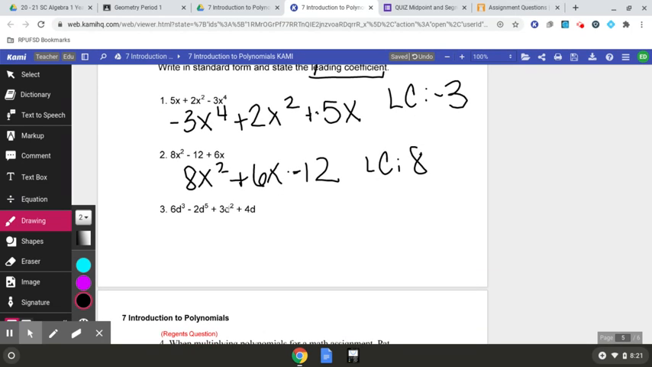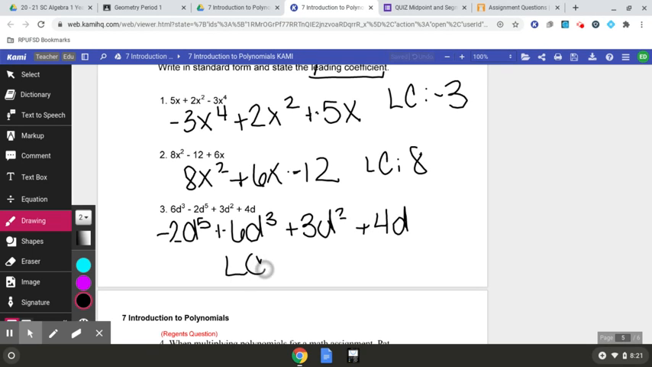Number 3, we're super close again to standard form. My d to the 5th has to go first, so it's negative 2d to the 5th. Then it's the plus 6d cubed. Then it's plus 3d squared, and then plus 4d. So my leading coefficient now is a negative 2.